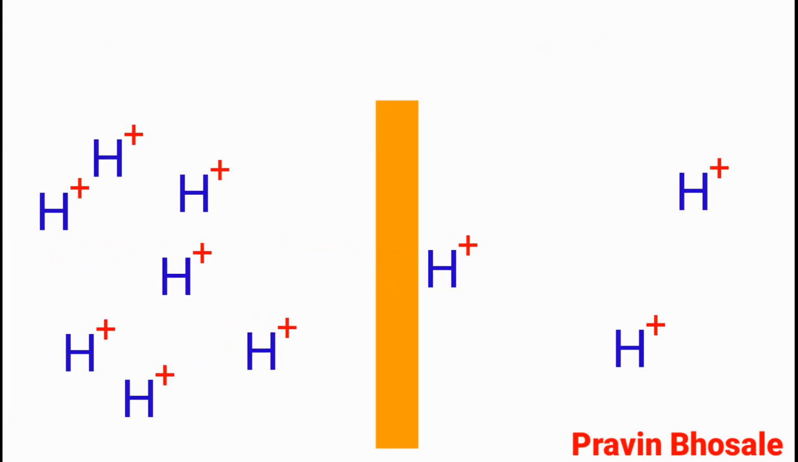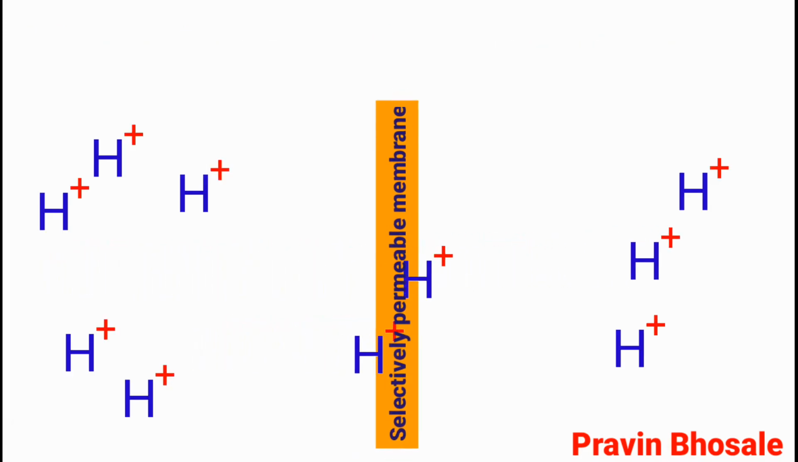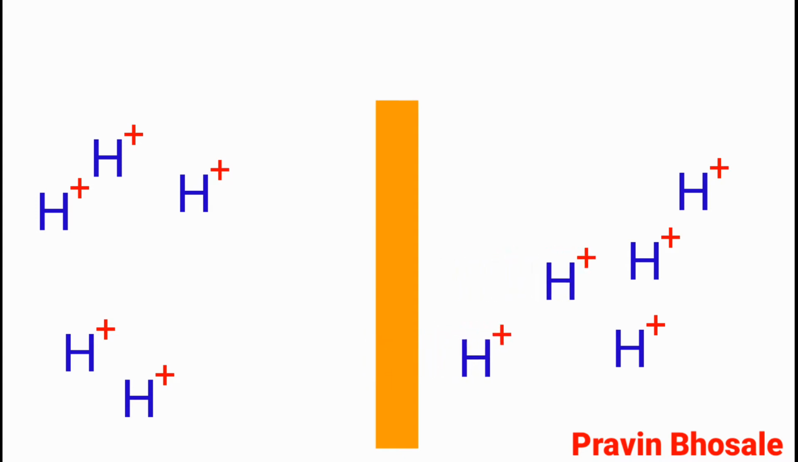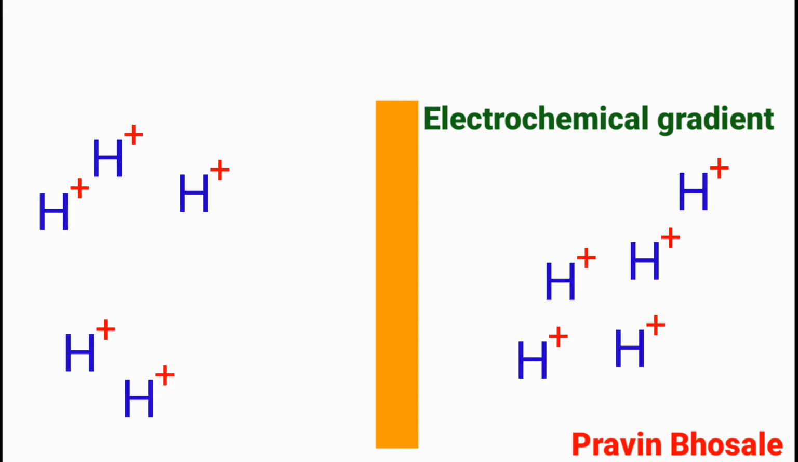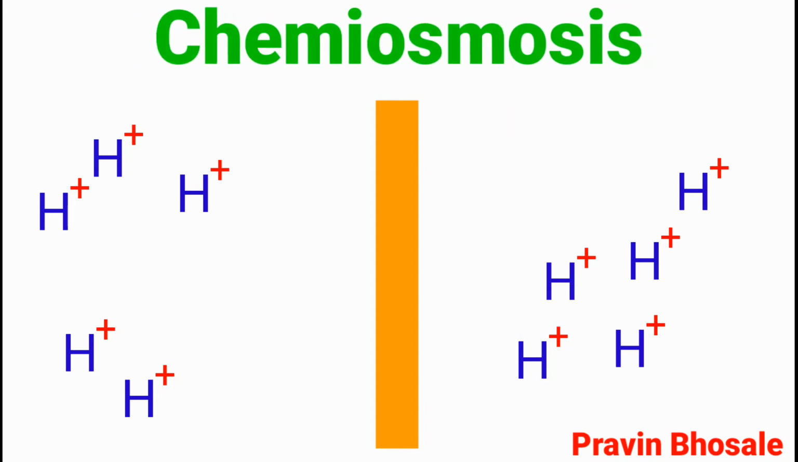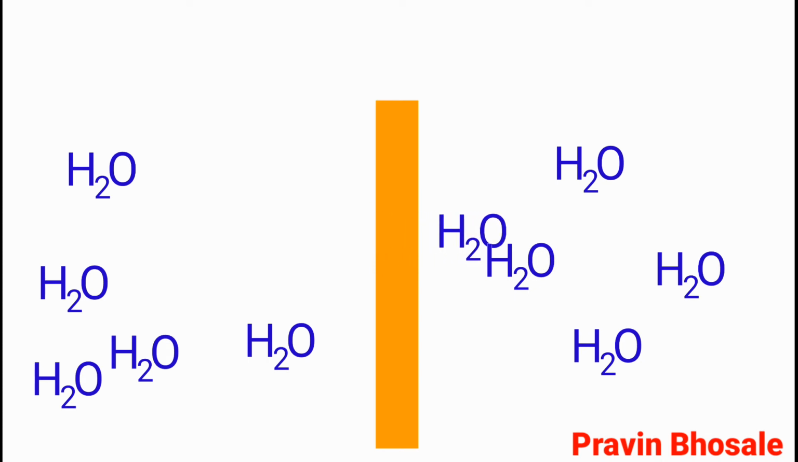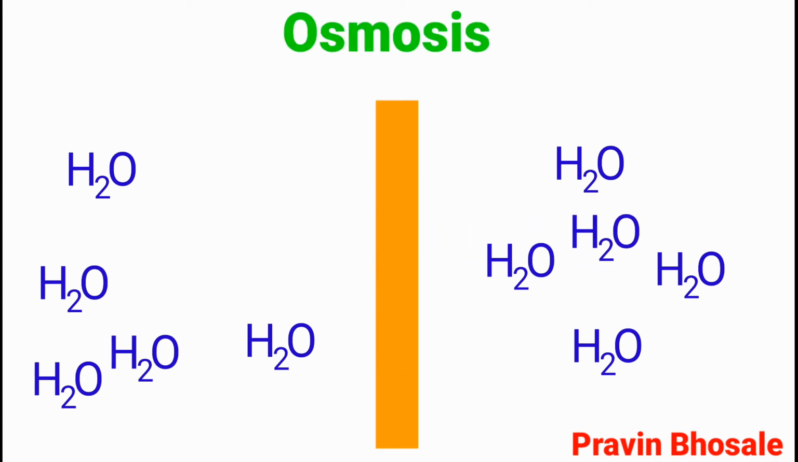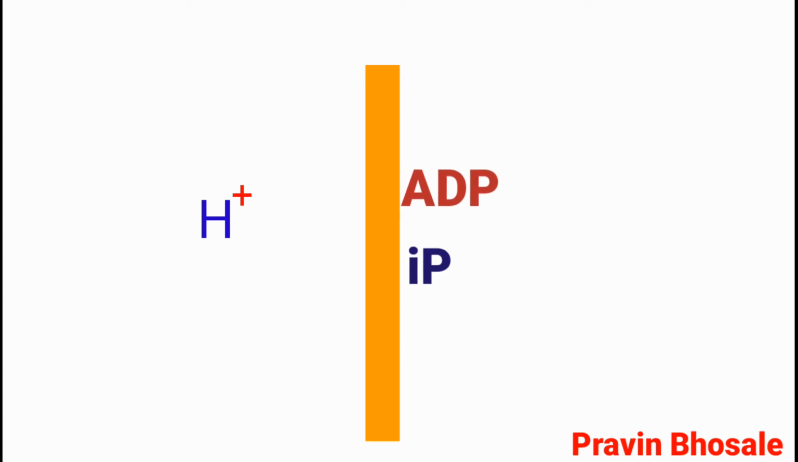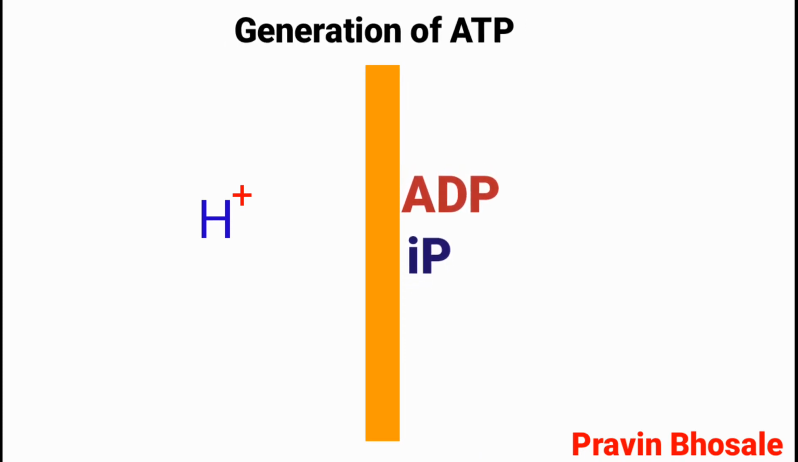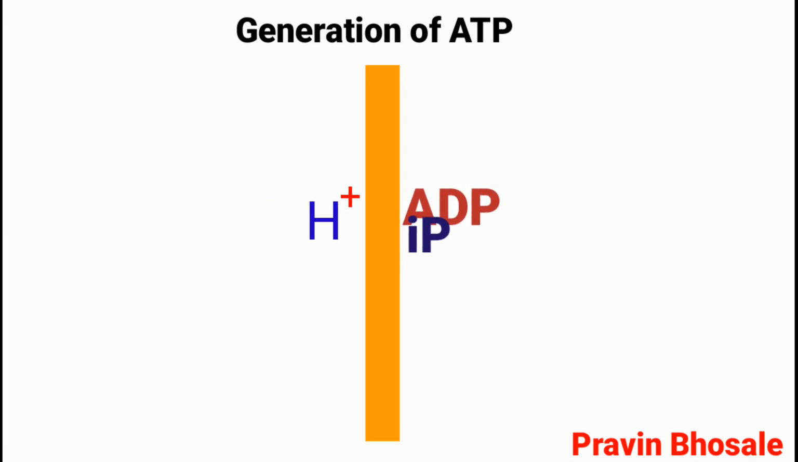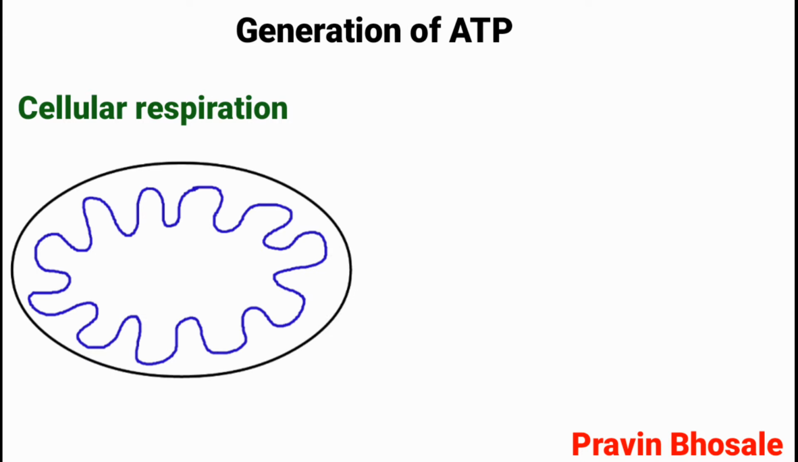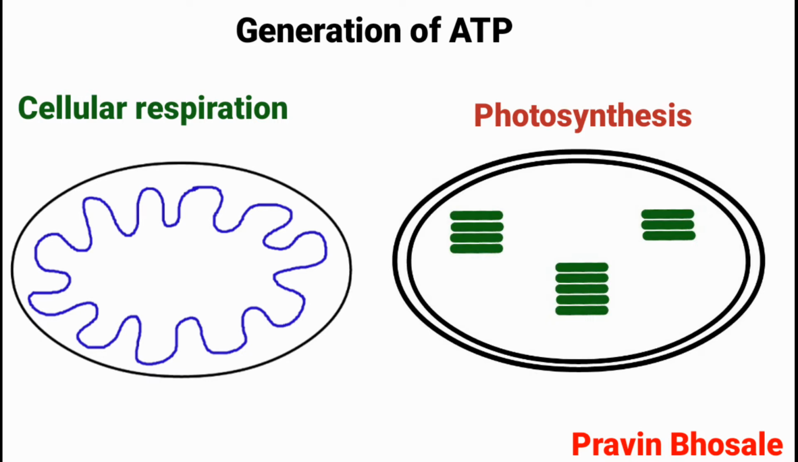The movement of ions across a selectively permeable membrane down their electrochemical gradient is called chemiosmosis, just as movement of water solvent across the membrane in osmosis. More specifically, it relates to generation of ATP by movement of hydrogen ions across a membrane during cellular respiration in mitochondria and during photosynthesis in chloroplast.